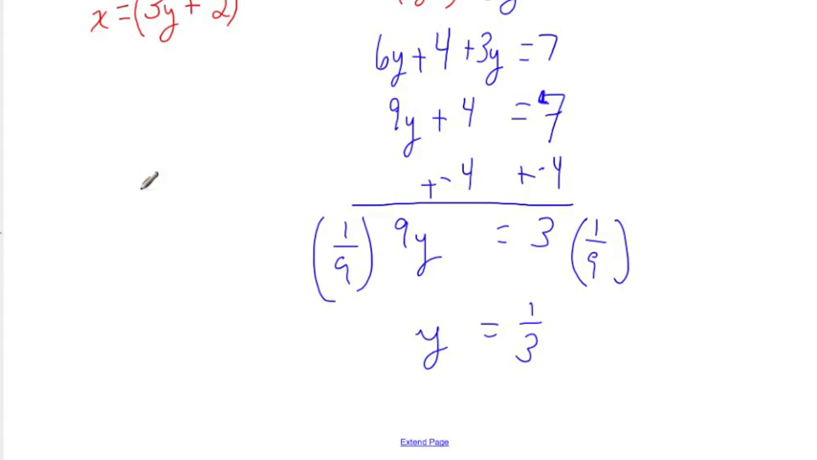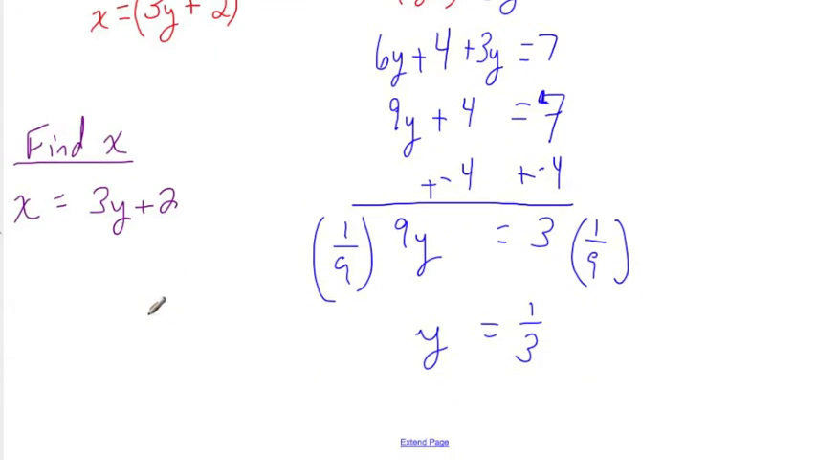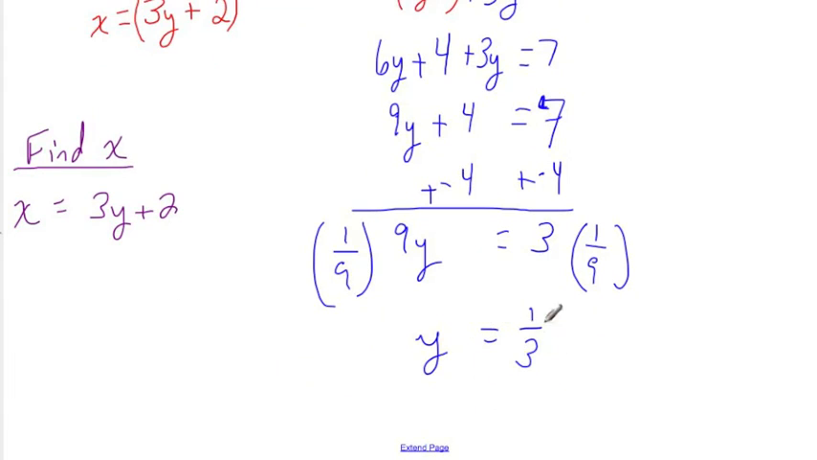From here, I can now find what x is actually equal to. I can find x. And I'm going to use the same expression here. x equals 3y plus 2. I'm just going to substitute in the y equals 1/3. So I'm going to substitute in for y where I found in the other equation here. This is going to give me x equals 3 times y, which is 1/3, plus 2.